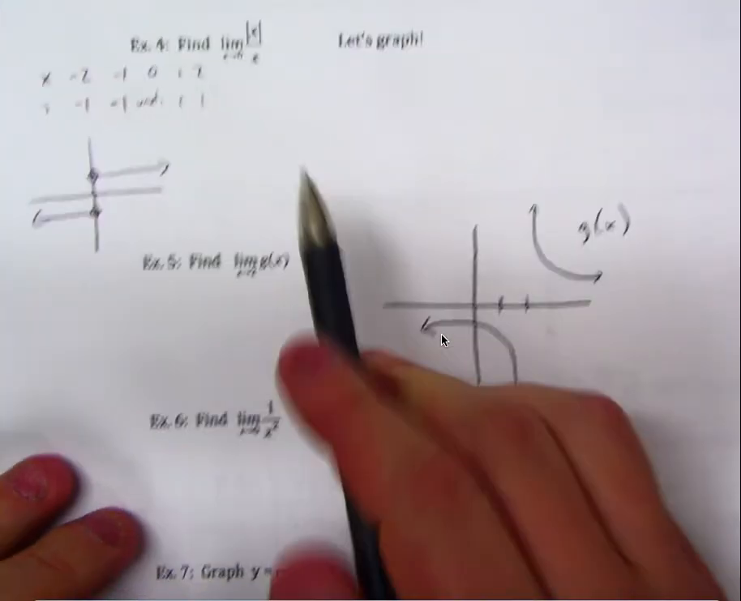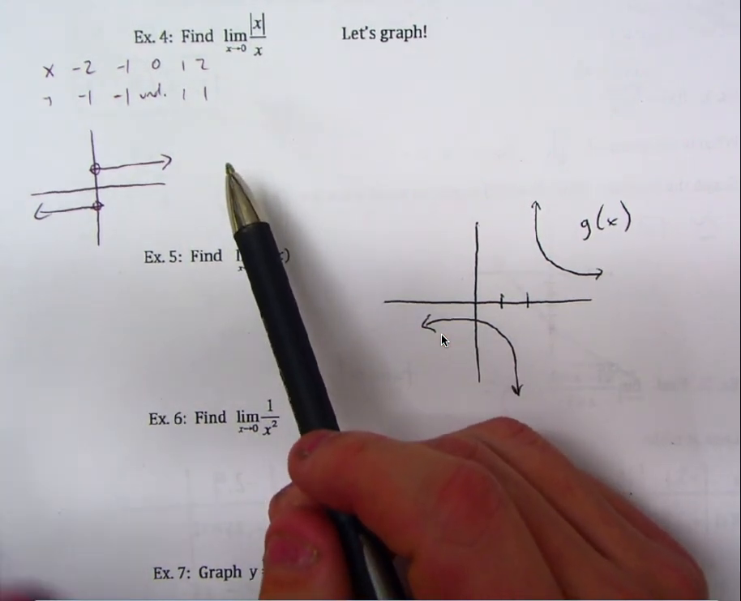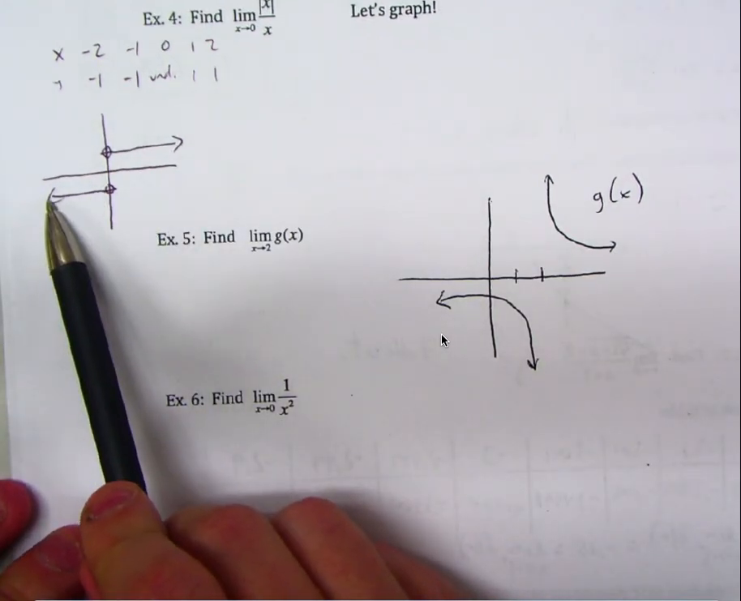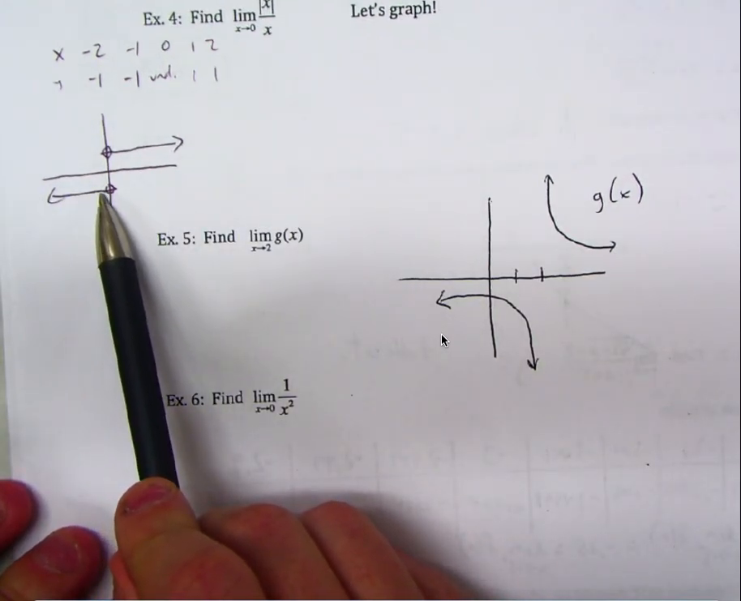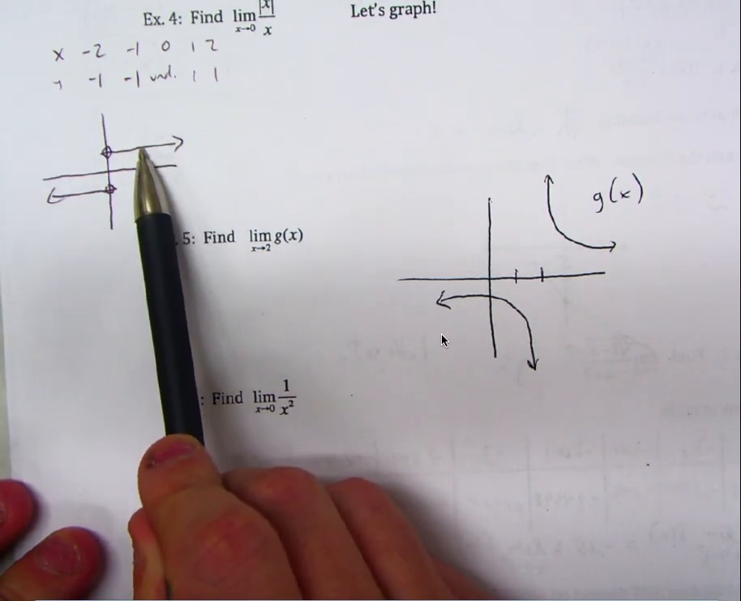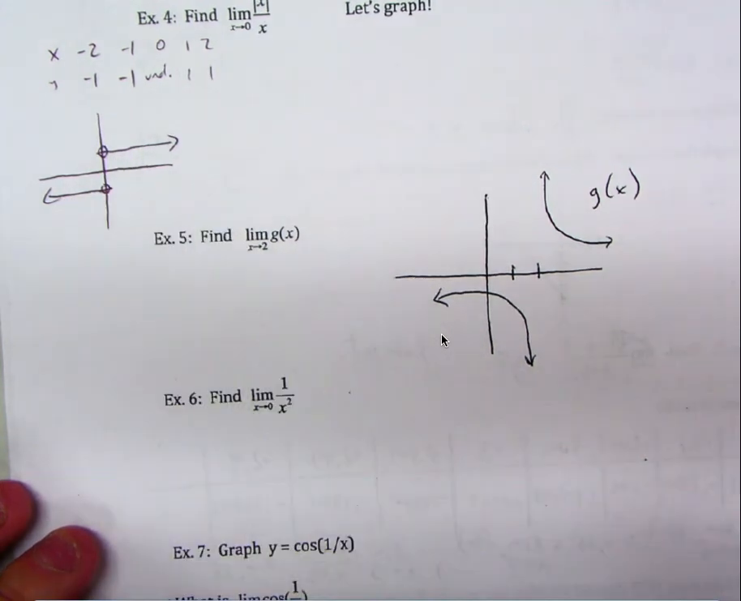And the question says, find the limit of this function as x approaches 0. So we need to analyze from the left and from the right. So the limit as x approaches 0 from the left is negative 1. The limit as x approaches 0 from the right is positive 1. So since they're not equal, the limit does not exist.